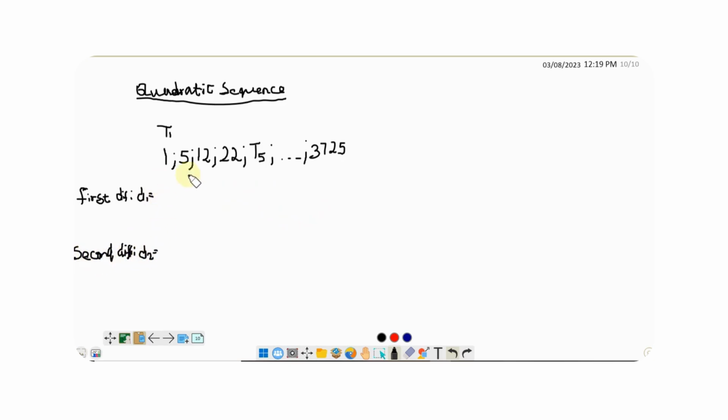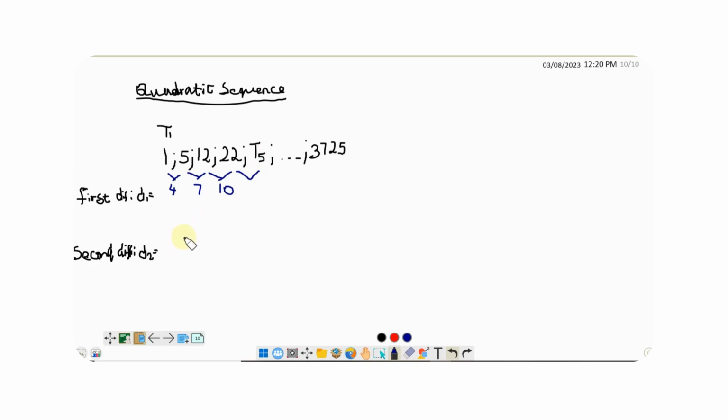So we're going to find the first difference. What you will do when you have a quadratic sequence is get the first difference. T2 minus T1 is 5 minus 1, which is going to be 4. Then we'll say here 12 minus 5 is going to be 7. Here we'll say 22 minus 12 is going to be 10. And then so on and so on. But here we cannot proceed because we don't know the term value for T5.